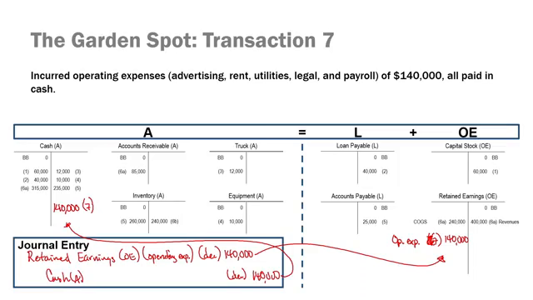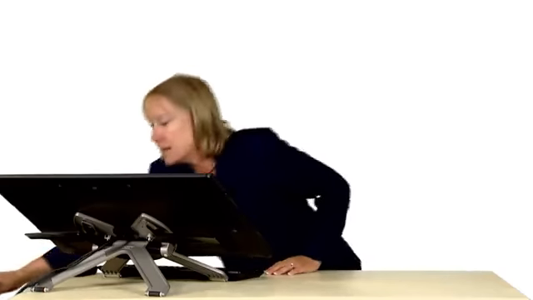Let's make sure assets continue to be equal to liabilities plus owner's equity. Cash goes down by $140,000, so assets are lower by $140,000, and owner's equity goes down by $140,000 because retained earnings has been decreased by the expense, which is a decrease in the owner's equity account. Both sides of the equation go down by $140,000, so we are still in balance.